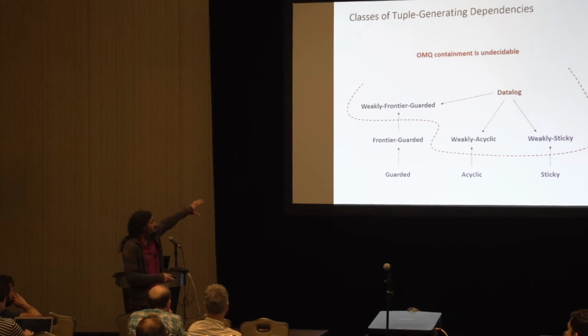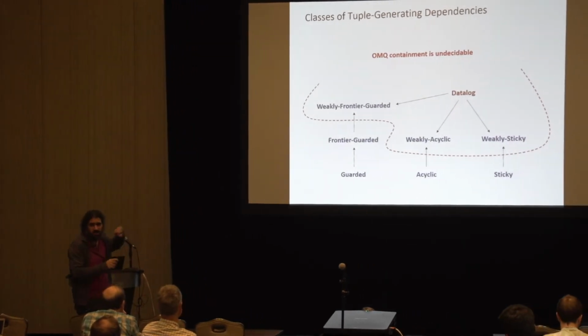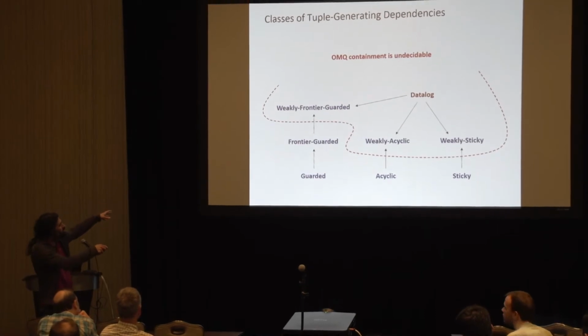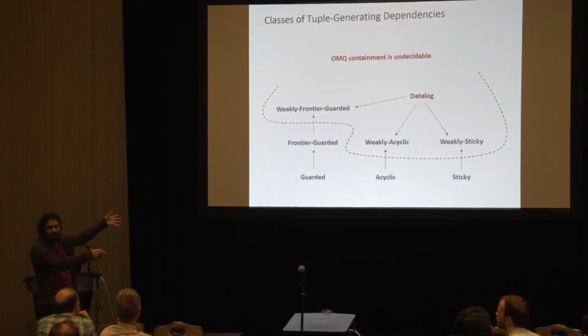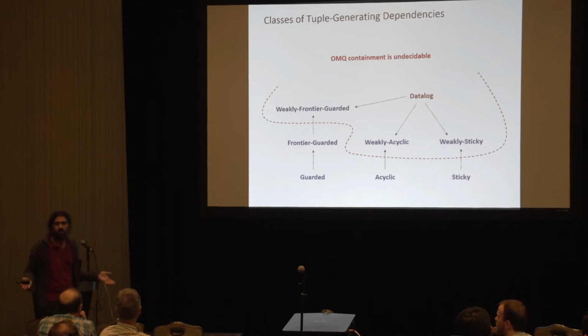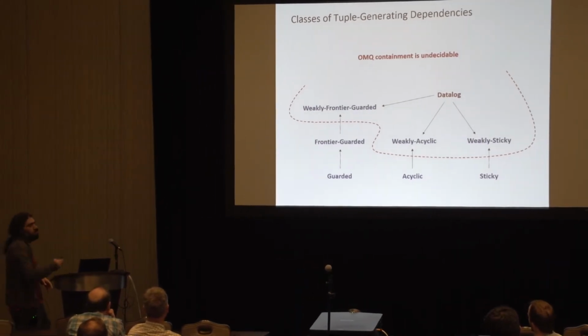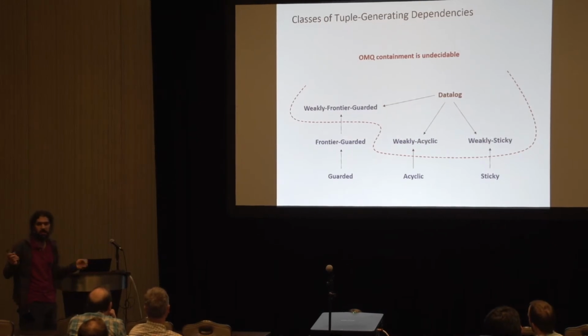So now, we can immediately dismiss some languages here because we immediately get undecidability. Why? Because all these weakly versions generalize Datalog. And what I mean by that, Datalog is essentially full TGDs, TGDs without an existentially quantified variable in the head. One can see Datalog in this way. And this can be easily embedded in these languages. And since containment for Datalog is undecidable, this is a classical result, there is nothing to do.